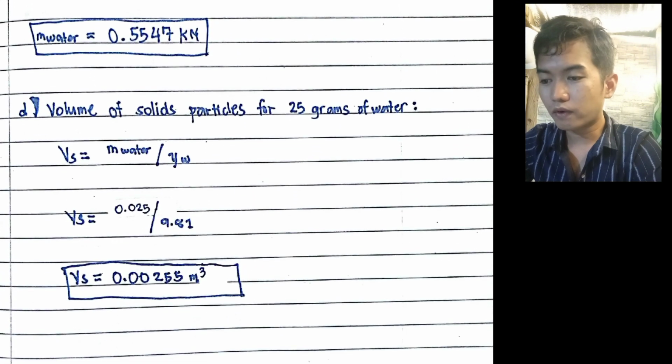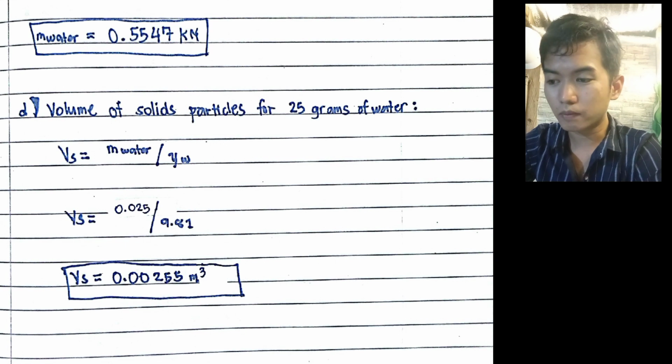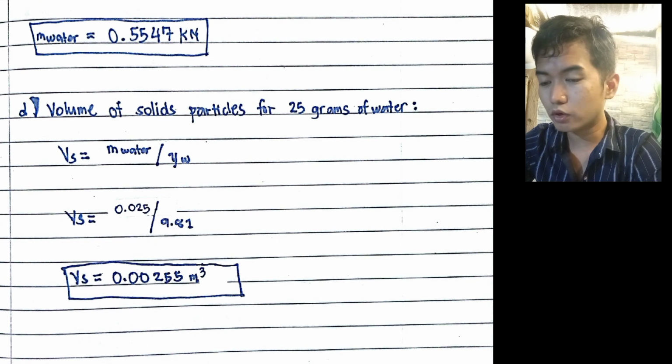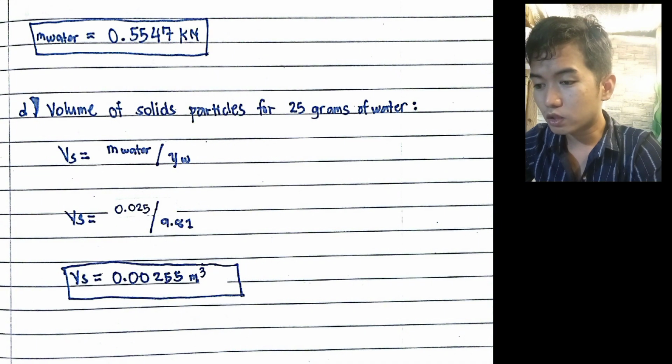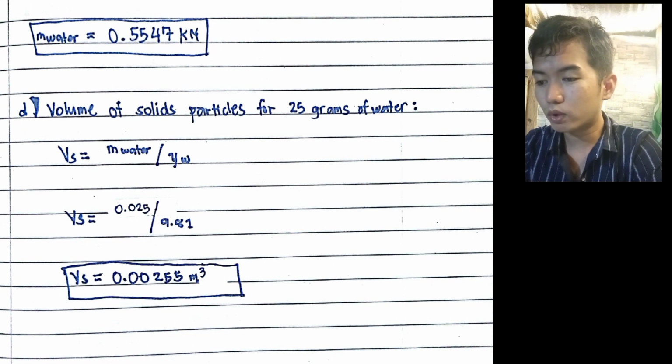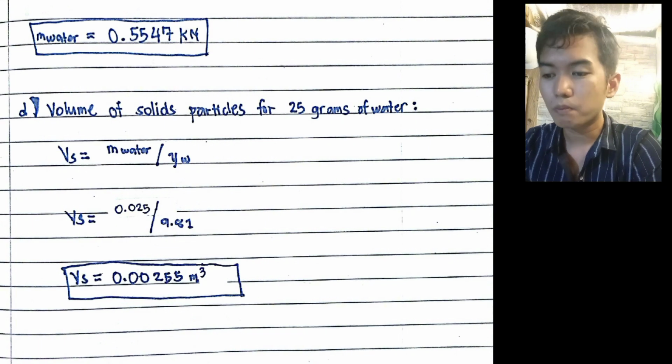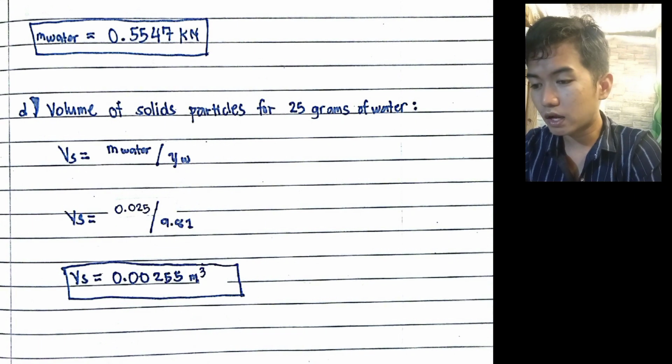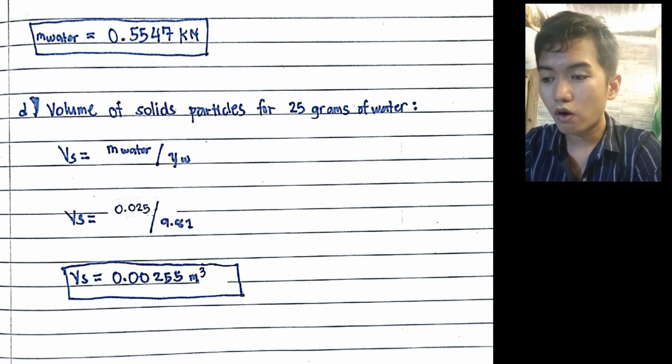Let's proceed now to part D. In part D, we are asked to find the volume of solid particles for 25 grams of water. To find the volume V_s when the mass of water is 25 grams, or 0.025 kilograms, for saturation, you can use the formula V_s = mass of water over gamma_w, where the mass of water is 0.025 kilograms and gamma_w is the unit weight of water, which is approximately 9.81 kilonewton per meter cube. Substituting, V_s = 0.025 over 9.81, which gives us the value 0.000255 meter cube.